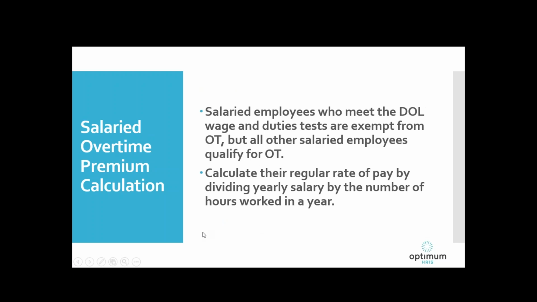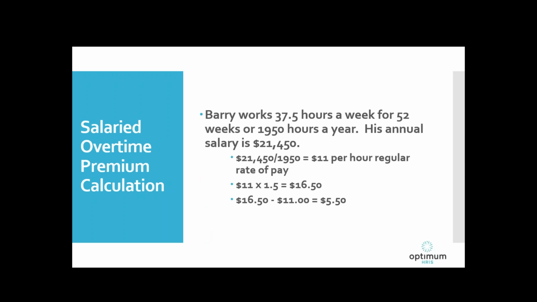Of course, salaried, non-exempt employees can be paid overtime. The easiest way to calculate regular rate of pay is to divide the employee's annual salary by the number of hours worked in a year. Barry works 37.5 hours each week, so 37.5 times 52 weeks is 1,950 hours in a year. His annualized salary is $21,450. So his hourly rate would be $11 per hour.